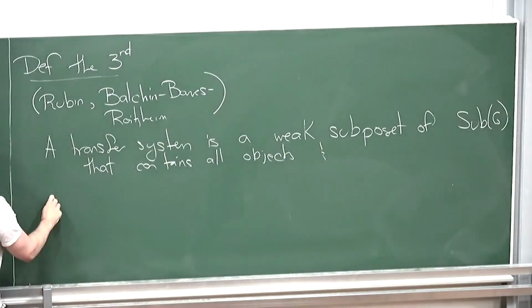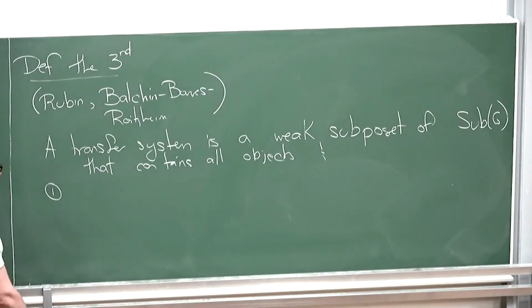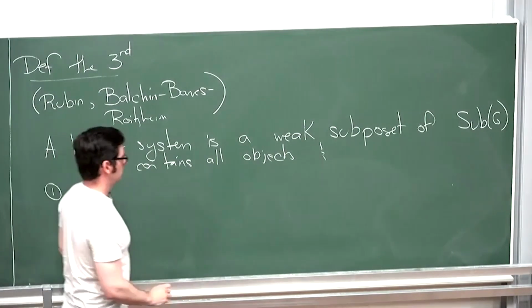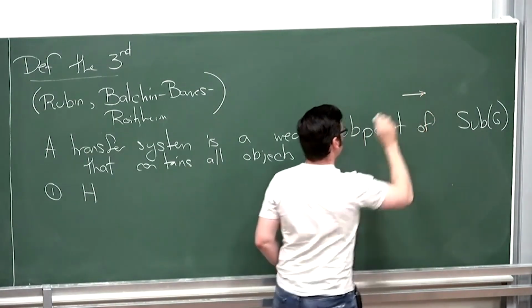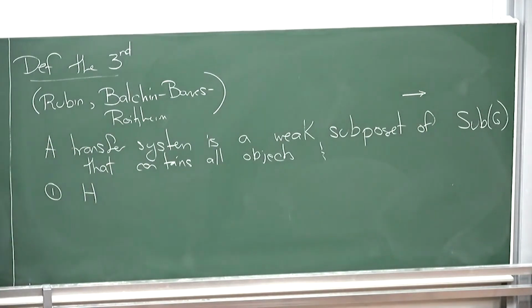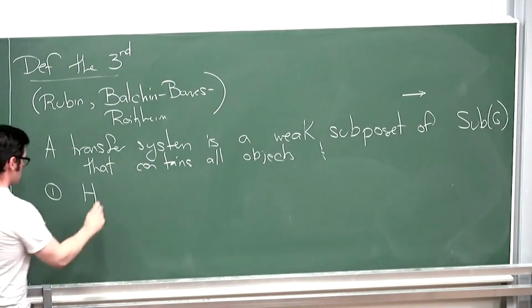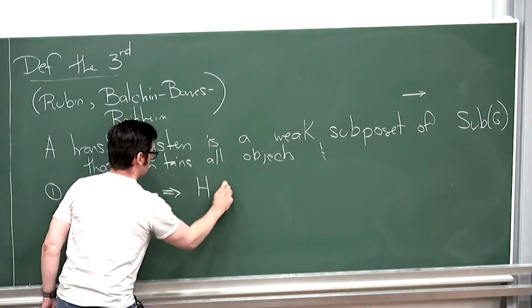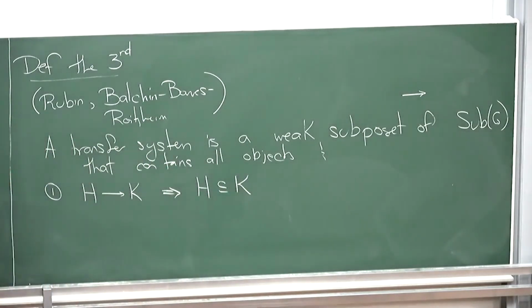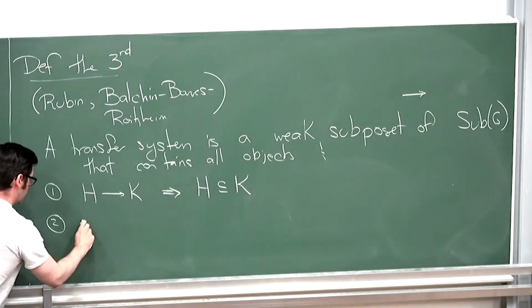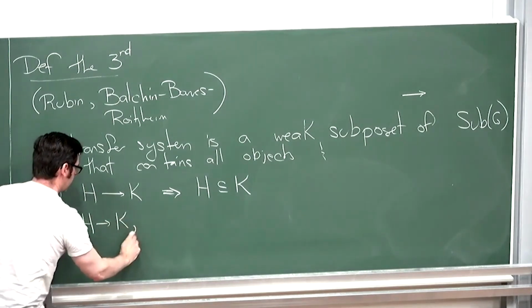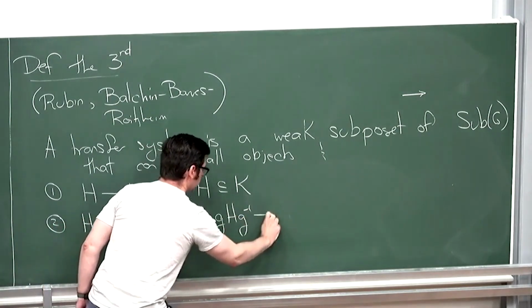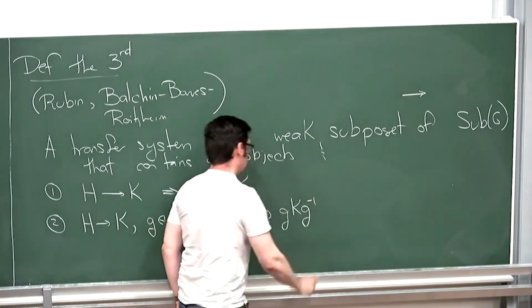And satisfies three conditions. Well, the first, I'll say what weak means. Weak means that, I'll use an arrow to note my partial order, just like I was doing on this board, and I erased it. So if H goes to K, then I know that H is actually a subgroup of K. I have a conjugation condition. If H goes to K, and g is in G, gHg inverse goes to gKg inverse.